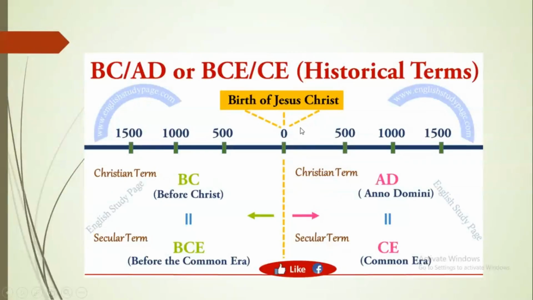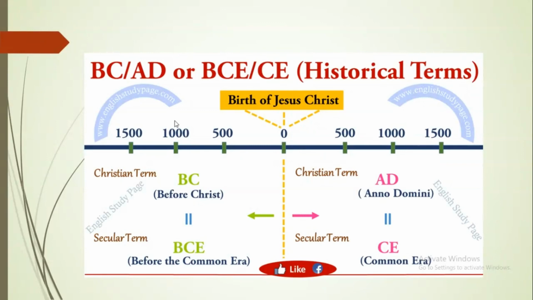So wherever these two symbols, BC and AD, appear, they mean before Christ and Anno Domini, meaning after Christ. These two terms were traditionally used in historical dating, but in more recent times there has been a move towards more neutral terminology. And what are those terms? They are BCE and CE, which have replaced BC and AD.